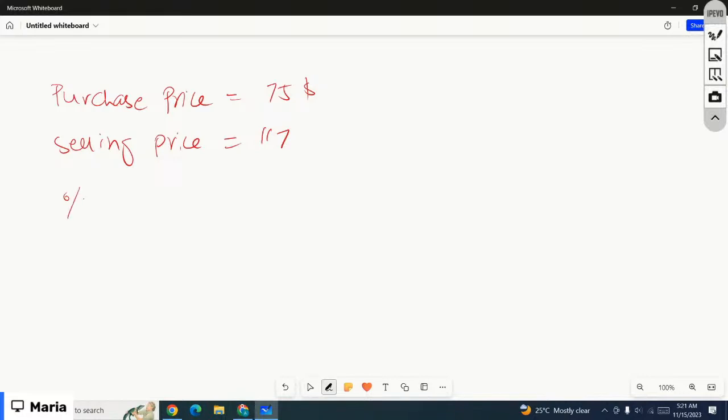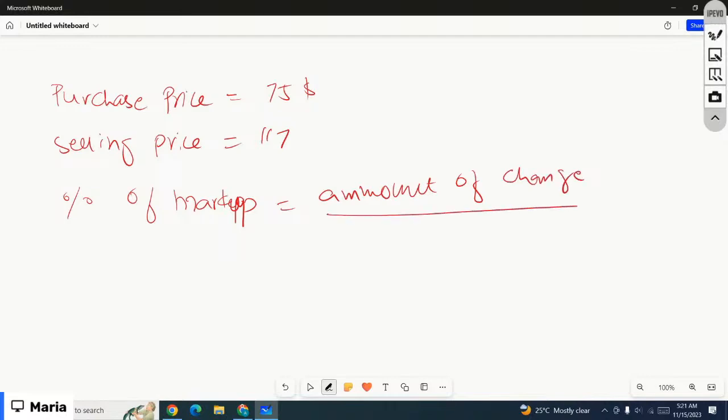Okay, you have to calculate the percentage of markup. So how do you calculate the percentage of markup? That is amount of change divided by the purchase price, right? So you can calculate the amount of change by subtracting the purchase price from the selling price. That is 117 minus 75, divided by the purchase price, 75.